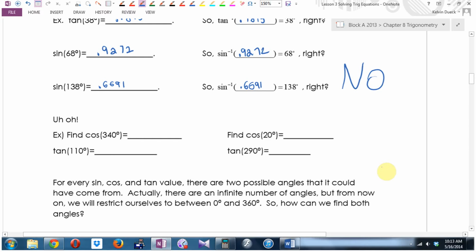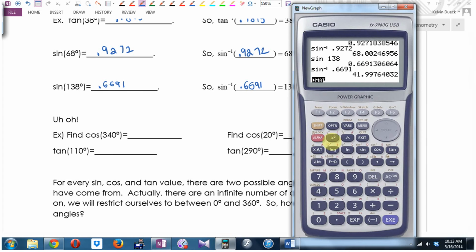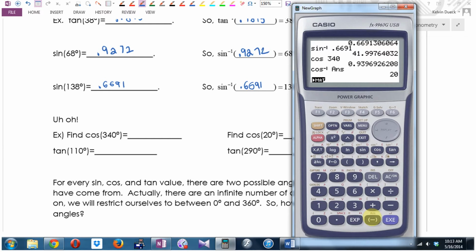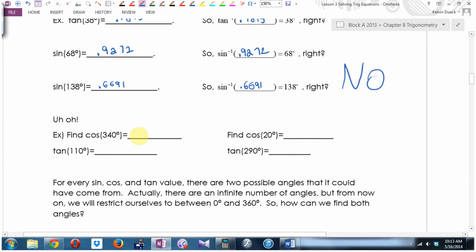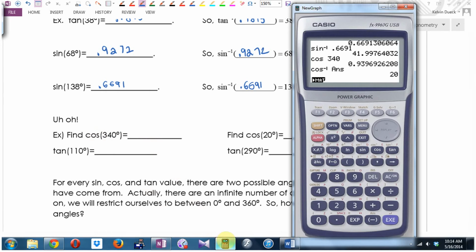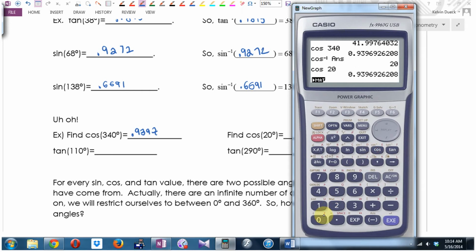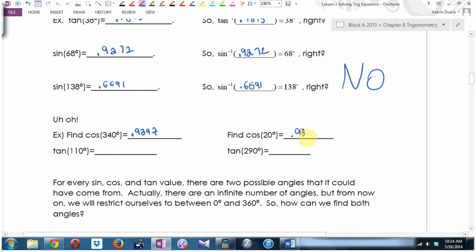Find the cosine of 340 degrees. Go shift cos, and then of the answer button, go shift cos of 0.9397. Do you get 340 degrees back again? No. So it turns out the cosine of 340 degrees is 0.9397. The cosine of 20 degrees is also 0.9397. When you go shift cos, your calculator does not know which angle you came from. It doesn't know whether you want the 20 or the 340, because both are right.